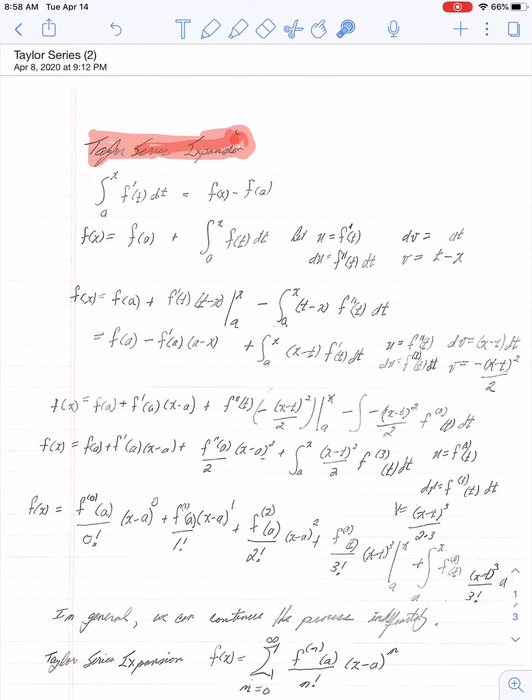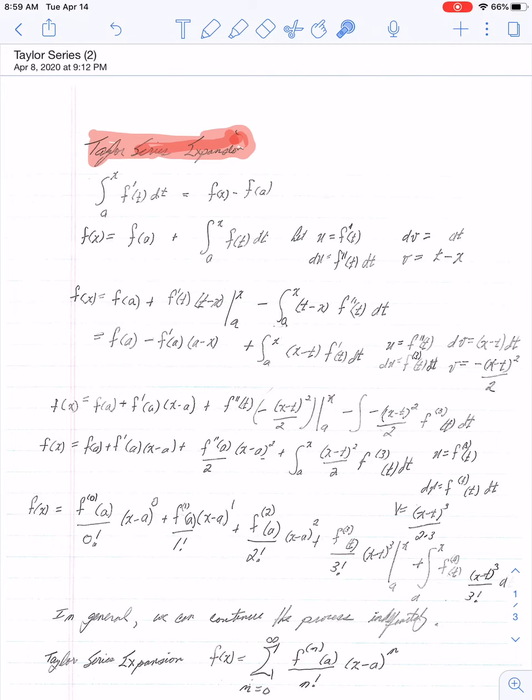Now what we're going to do is solve for f of x. So f of x is, just pull f of a over to the other side, f of a plus the integral from a to x of f prime of t dt. Now what I'm going to do is a pretty interesting thing. I'm going to take this integral and I'm going to use integration by parts.